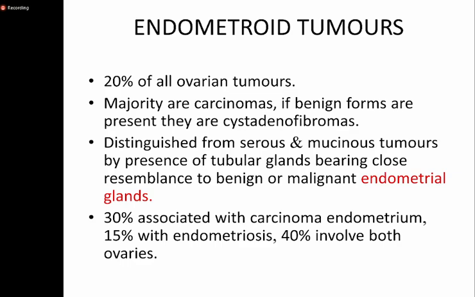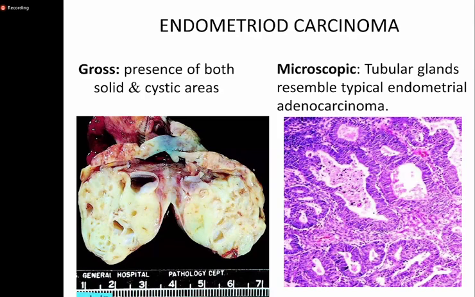So this is a pictorial example of endometrioid carcinoma. They tend to be generally solid with cystic areas, as in this, they have this sort of cheesy appearance, almost Swiss cheese, yellow with cystic spaces of very variable sizes. And then on histology, you see these tubular glands that resemble endometrial adenocarcinoma.